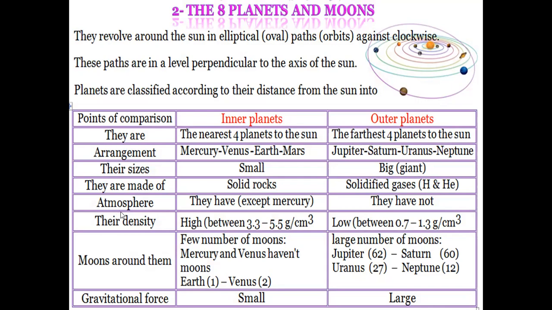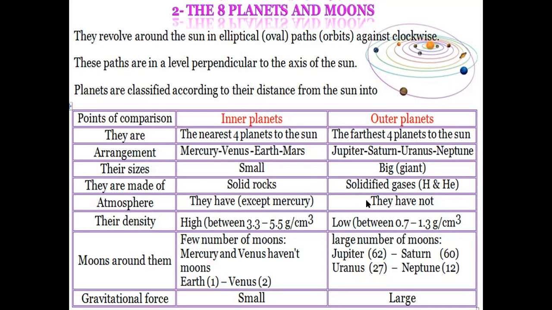What about their atmosphere? The inner planets have an atmosphere except Mercury. Atmosphere means they have an atmospheric envelope. But the outer planets don't have an atmospheric envelope, they don't have an atmosphere.